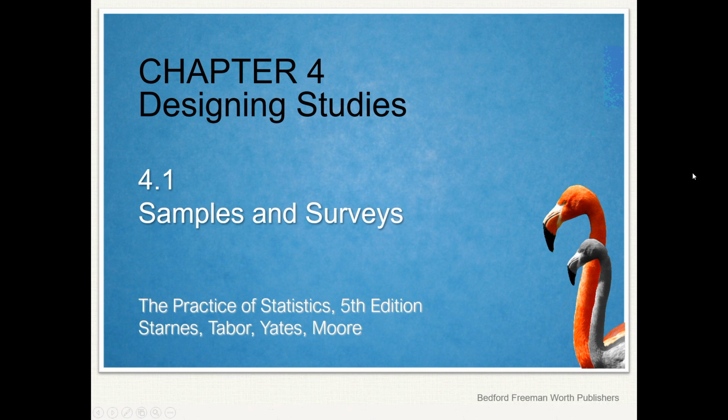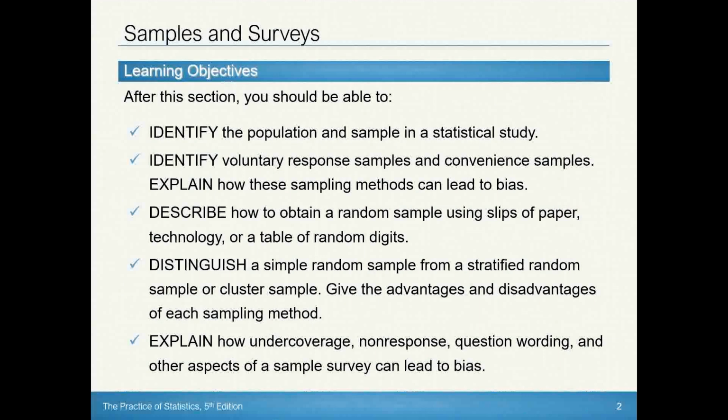Chapter 4 is called Designing Studies, and Section 1 talks about samples and sampling methods and surveys. So in this section, we will discuss identifying the population and the sample in a statistical study. We'll identify the voluntary response samples and convenience samples and explain how these methods can lead to bias.